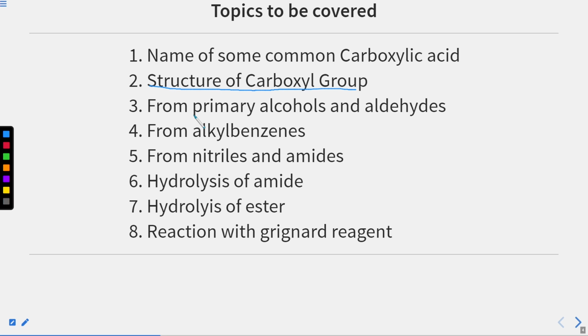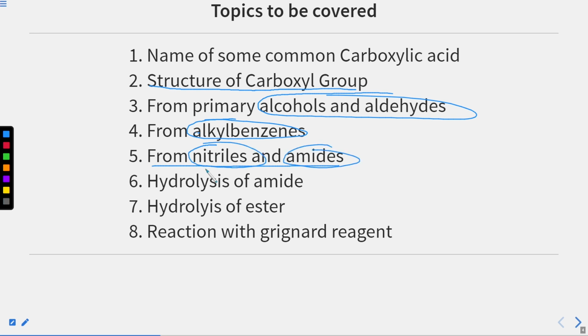Next we will see some methods of preparation, starting from alcohols and aldehydes through oxidation. After that, from alkyl benzenes. Alkyl benzenes are basically aryl benzenes, I would say. Sorry for this, sorry, alkyl benzene. Alkyl benzene means benzene is connected to an alkyl group. Then from nitrile and amides. So if you are not aware about the structure, no problem, we will see it.